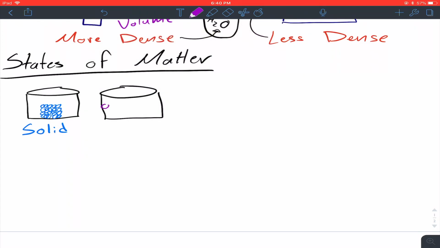So these atoms now kind of flow by each other. They're not bound to just vibrating next to each other. They can flow past each other, and on the bigger picture, they take the shape of their container, but they have a set volume. Their volume doesn't change, but they do generally take the shape of their container. Right, those are our liquids.